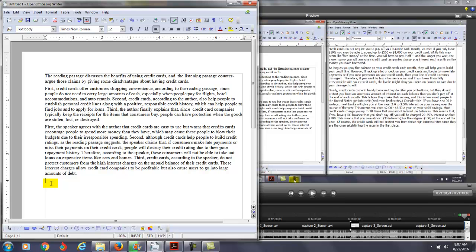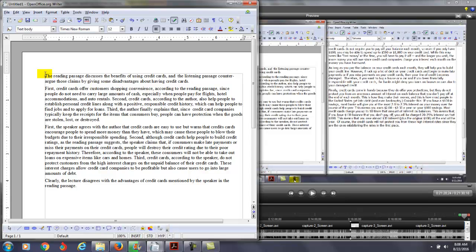Okay, so now what we want to do is let's look at our conclusion. So then you can say something like, clearly, the lecture disagrees with the advantages of credit cards mentioned by the speaker in the reading passage. So then we have that. So now let's read the whole thing one more time and we figure out your score.